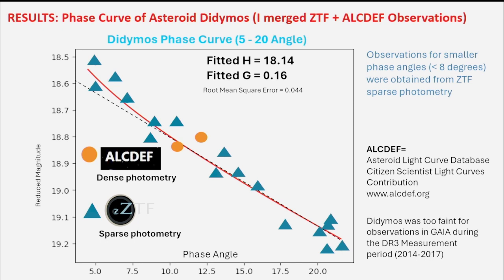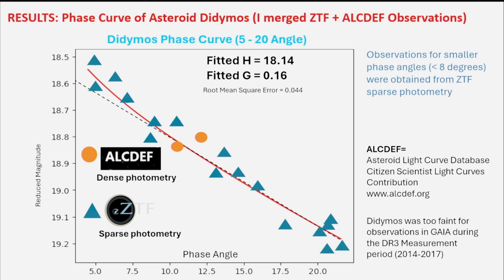So I collected sparse observations. In this case, I used the ZTF telescope. It's important to note that this asteroid was unfortunately too faint to be observed by the Gaia space-based survey. And in addition, I got a few observations from the Asteroid Light Curve database, or ALCDEF, and this would give me the dense observations I need.